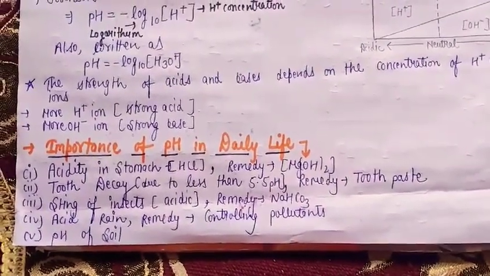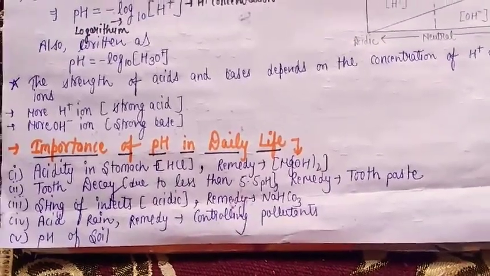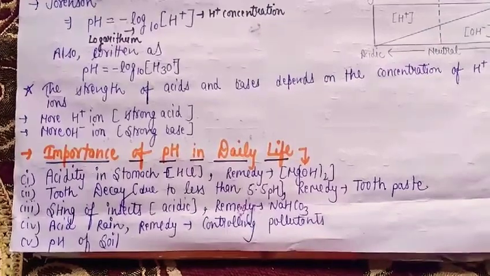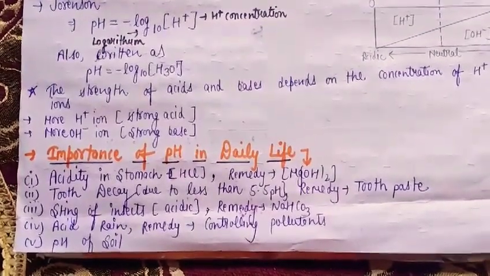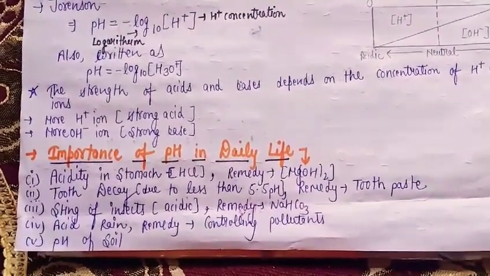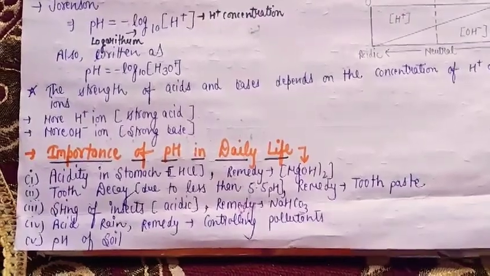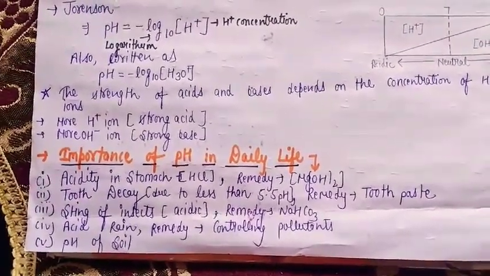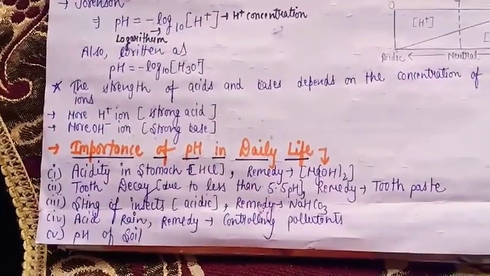Rainwater is usually considered pure water, but today its pH decreases due to pollutants. As you all know, nitrogen and sulfur present in acid rain pollute the whole environment. The Taj Mahal is one example of that. So to prevent that, we have to do what? Control pollutants. And the fifth one is the pH of soil.